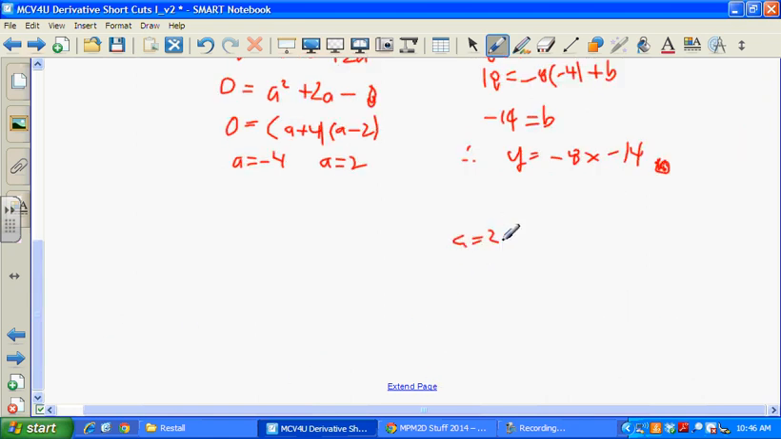a equals 2, I'm just going to go dot, dot, dot, gives you the equation of the line y equals 4x and b is minus 2. I think.